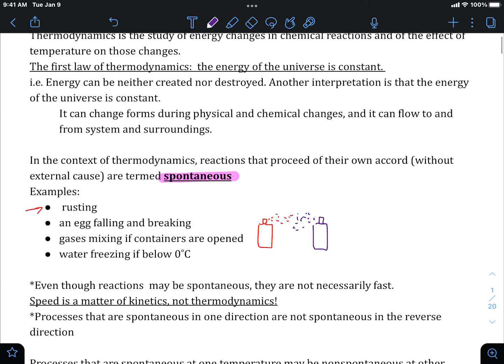Now, even though a reaction may be spontaneous, it does not mean that the reaction is fast. The reaction could be fast, but it could be slow. The speed of a reaction has nothing to do with thermodynamics. We actually had a unit on speeds of reactions. We called it kinetics. Okay, so that's a big thing that you've got to wrap your head around. Just because a reaction is spontaneous does not mean it's fast. Okay, some are, some aren't.